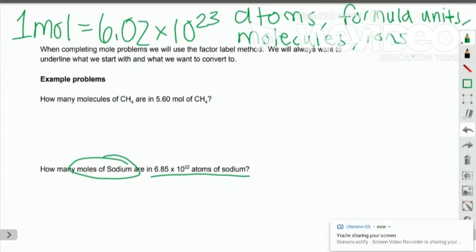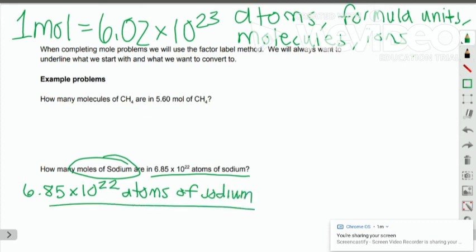The first step of these problems, we will always write out what we are starting with on the top. So we are starting with this number of atoms of sodium over 1. So we're starting with that many atoms. To cancel out our units, we will have atoms at the bottom.